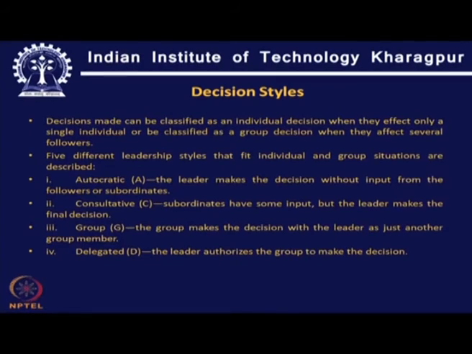Based on this, there are a few decision styles. Autocratic: the leader makes the decision without input from the followers. Consultative: subordinates have some input but the leader makes the final decision. Group: the group makes the decision with the leader as just another group member. And delegated is where the leader authorizes the group to make certain decisions.